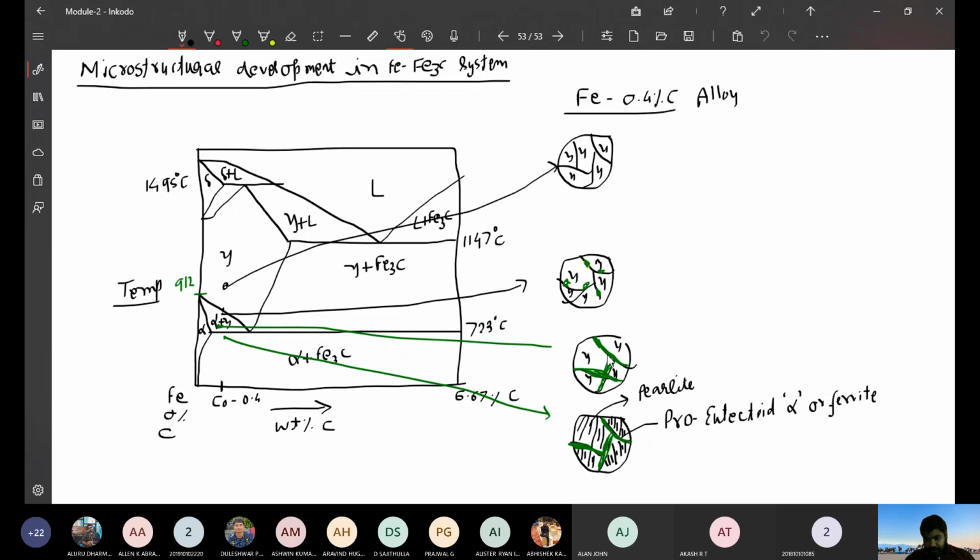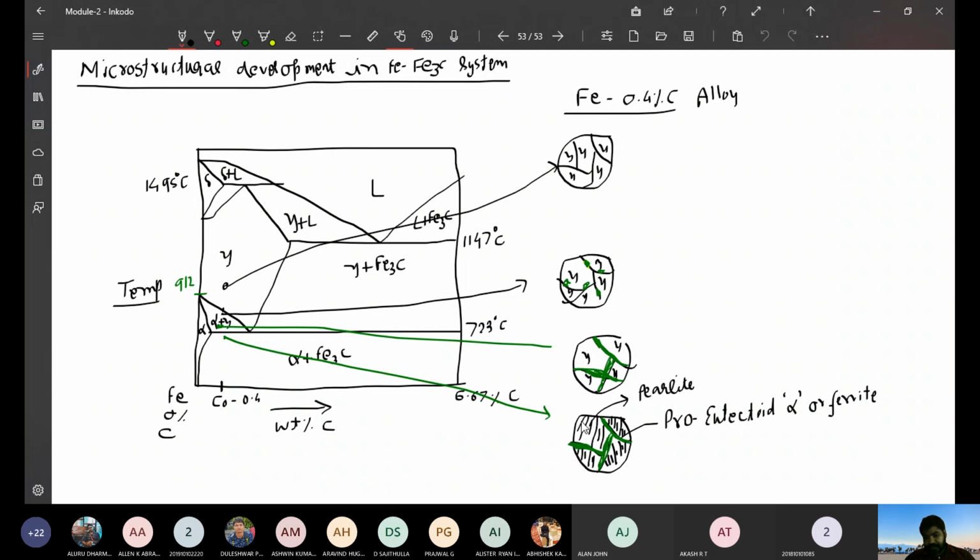So all this alpha that is formed above this point will remain as such in the microstructure, that is shown by the green lines, and all the gamma is going to decompose into alpha and Fe3C. Now to differentiate, here we have two types of alpha. One is shown by the green color, and another is in the pearlite, where this white region is alpha and this black region is Fe3C. Again alpha and Fe3C. So this is the pearlite.